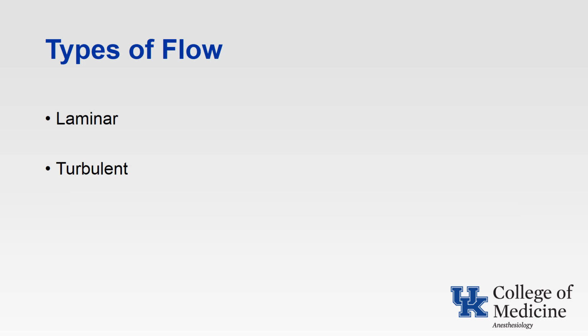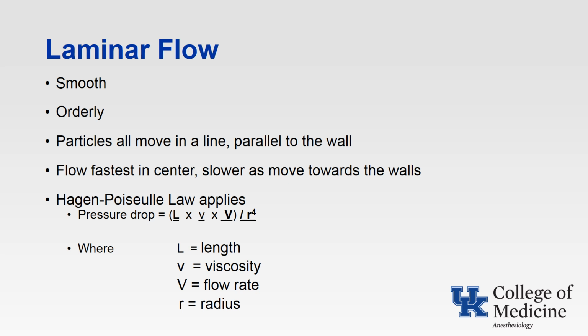There are two types of flow, laminar and turbulent. Laminar flow is smooth, orderly. The particles move in the same direction. Flow is fastest in the center and slower in the periphery, and follows Hagen-Poiseuille law, in which the pressure drop is proportional to length, viscosity, and velocity divided by the radius to the fourth power.